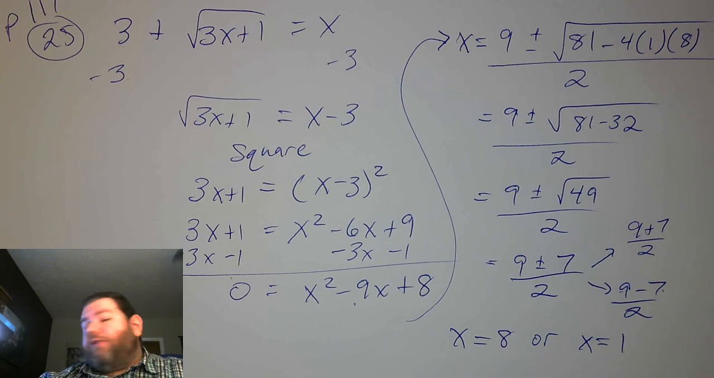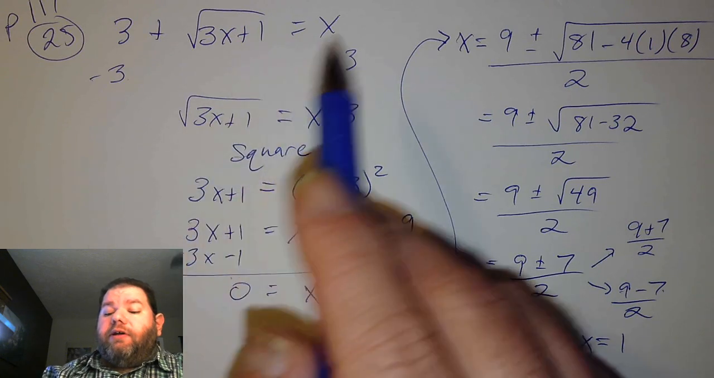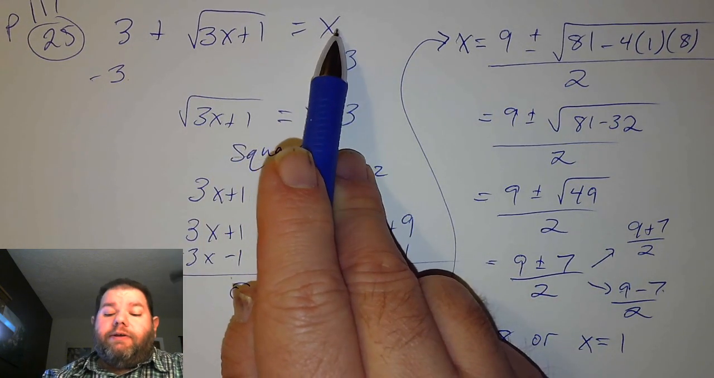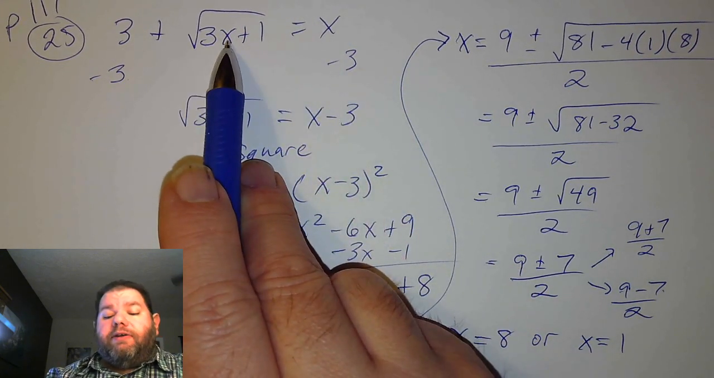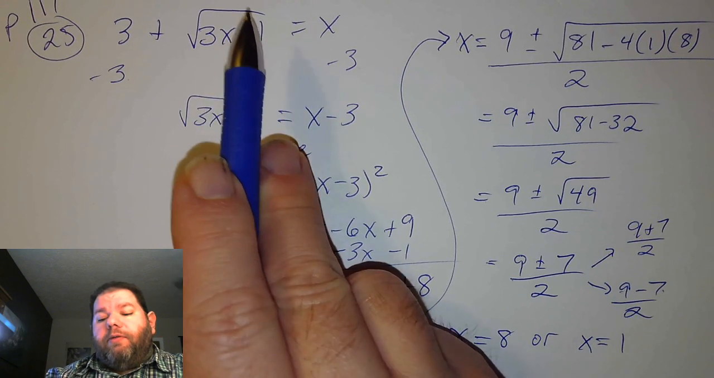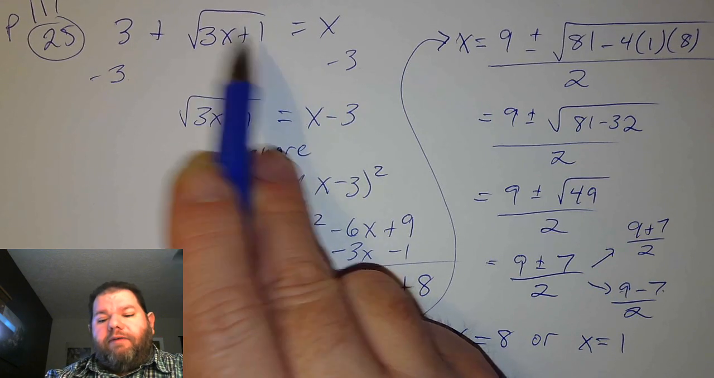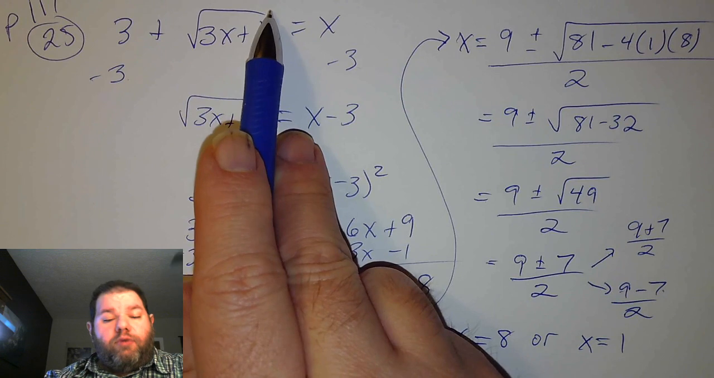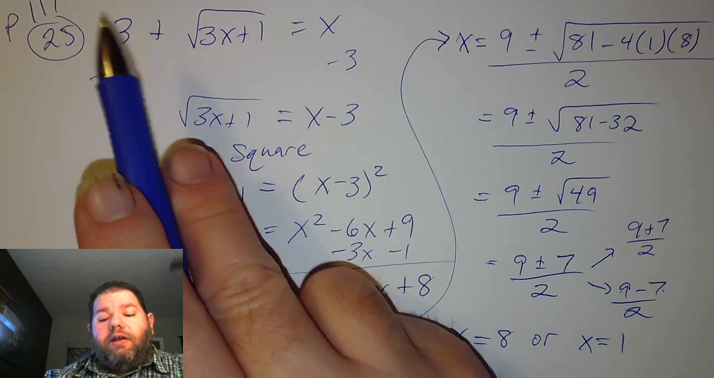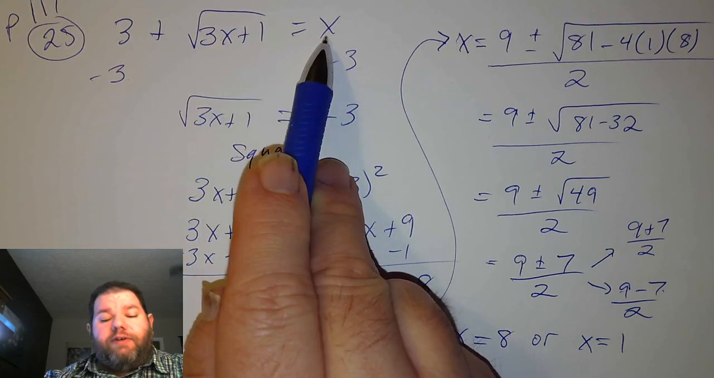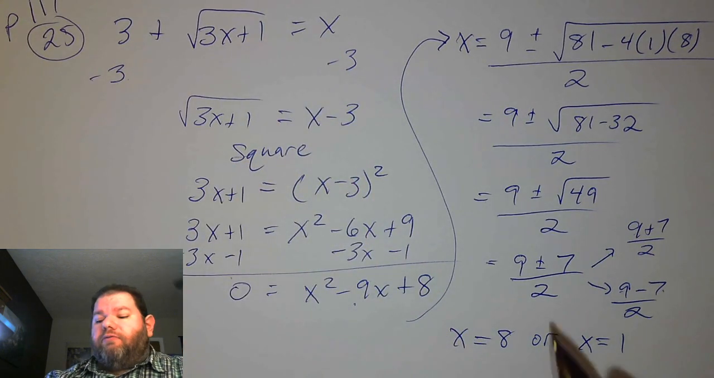So if we start with x equals 8, we know the right hand side will be 8. 3 times 8 is 24, plus 1 makes 25, and then we have the square root of 25, which is 5, and then 3 plus 5, which is 8. And so that actually checks out.